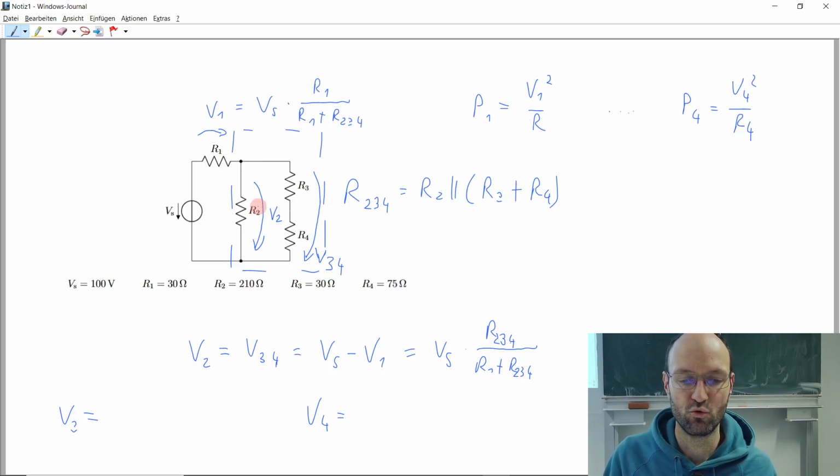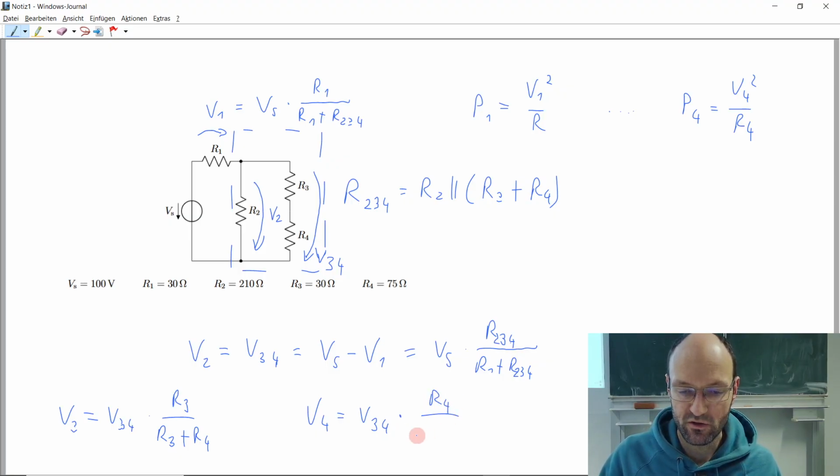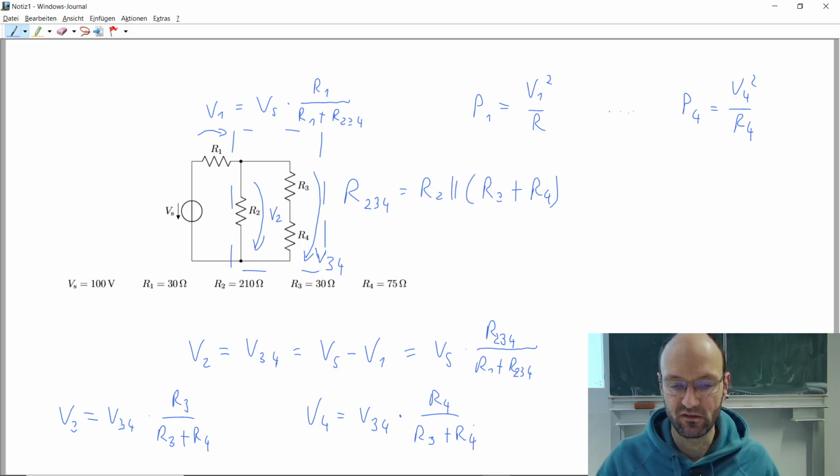We know V2. And we know V34. Yeah. So V34 multiplied by R3 over R3 plus R4. Okay, exactly. So this is once again the total voltage across this voltage divider. So this is a very simple voltage divider, just R3 as the partial resistance divided by the total resistance, and here the same V34 multiplied with the partial resistance divided by the total resistance.